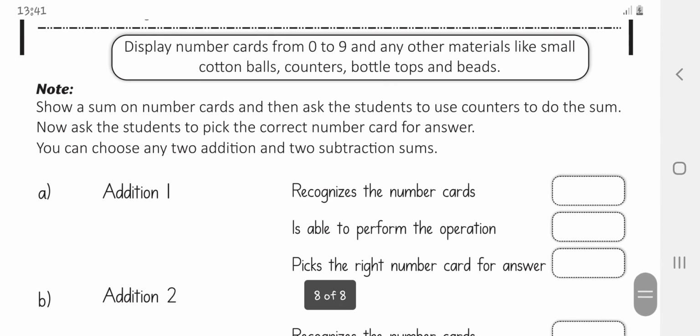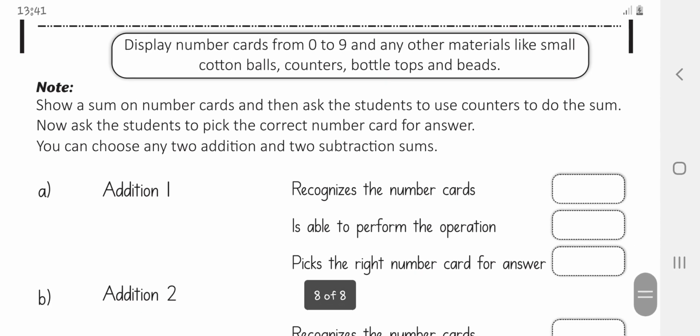What will be required for doing this part? You have to use number flashcards from 0 to 9. You should have them here. So display number cards from 0 to 9 and any other materials like small cotton balls, counters, bottle tops, and beads, whatever you are using for counting. Now these small cotton balls are very, very handy. They are easy to make. You have to just buy one big roll of cotton and out of that make small cotton balls. They are easy to handle also, easy to store also, and just a good resource for counting.